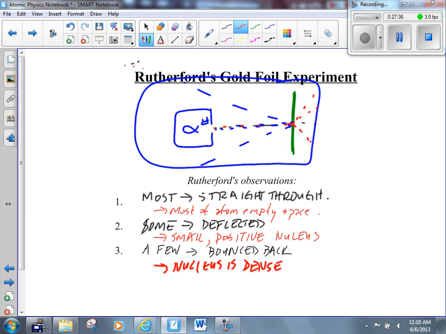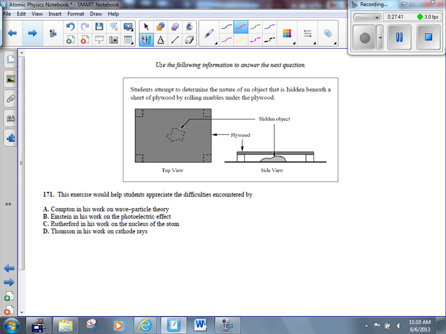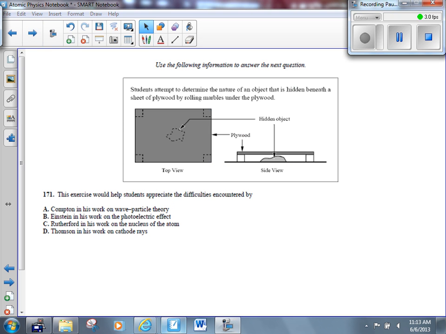Hey, good news. Here's another multiple choice question for you to work on. All right, let's take a look at it here. Students attempt to determine the nature of an object that is hidden beneath a sheet of plywood by rolling marbles under the plywood. This exercise would help students appreciate the difficulties encountered by Compton, Einstein, Rutherford, or Thomson.